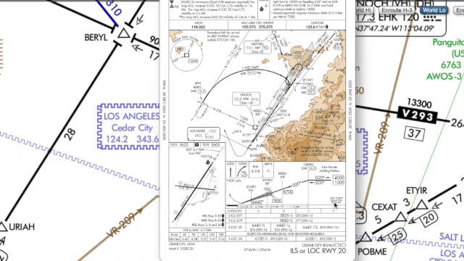So GS down here means glide slope. It's 3 degrees, so it's a 3-degree glide slope. And TCH, threshold crossing height, is 47 feet. So you will cross the threshold at about 47 feet here. Our missed approach point is fairly straightforward.